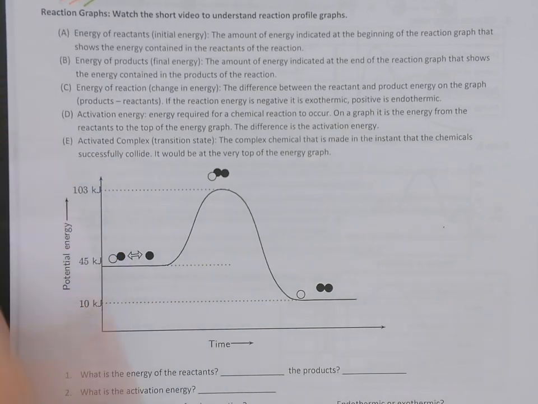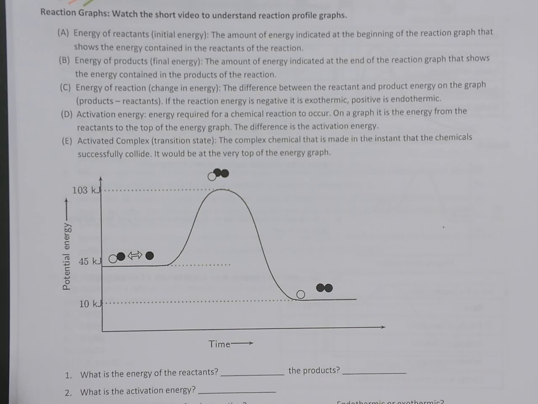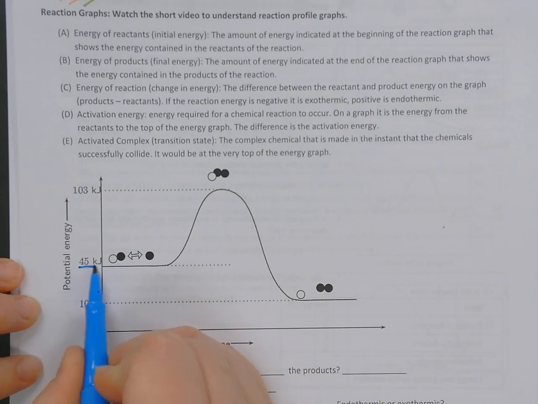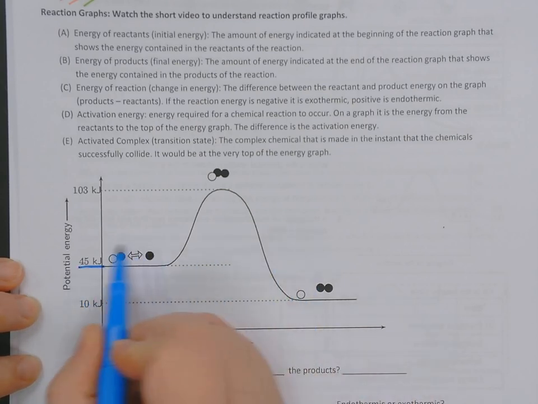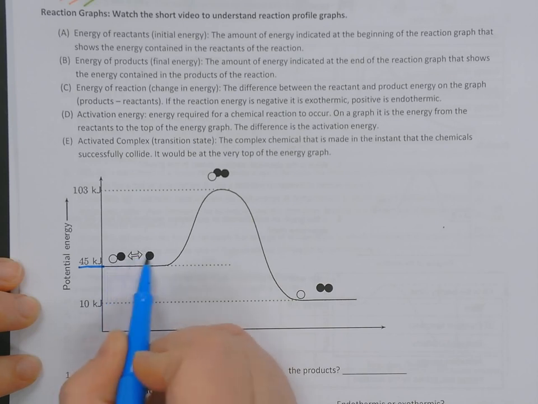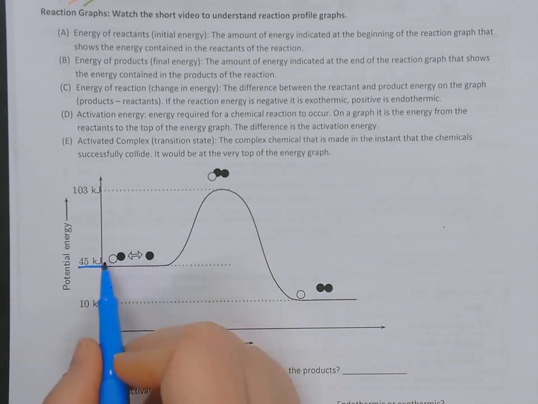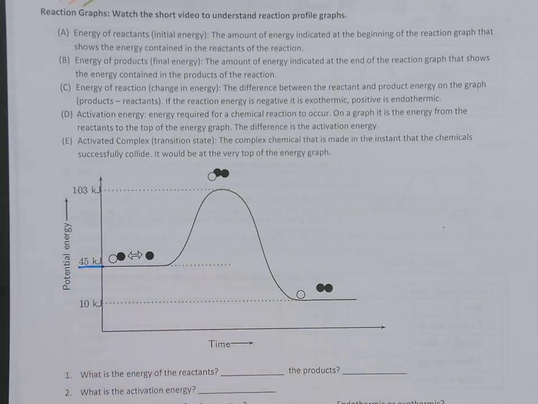These are their definitions, and then we're going to label them on our graph so we can see how the two relate together. So first is our energy of the reactants, our initial energy. This is the amount of energy indicated at the beginning of the reaction graph that shows the energy contained in the reactants of the reaction. Essentially this is our energy of our reactants, 45 kilojoules. And these are our reactants, our chemicals, so it shows that they are about to collide. Each of those would have their own stored energy, and it adds up to 45 kilojoules of energy.